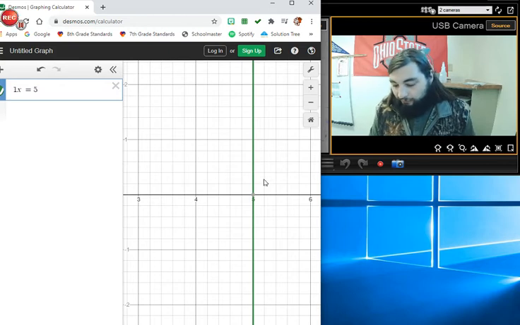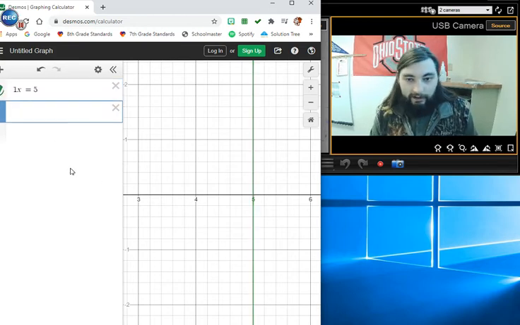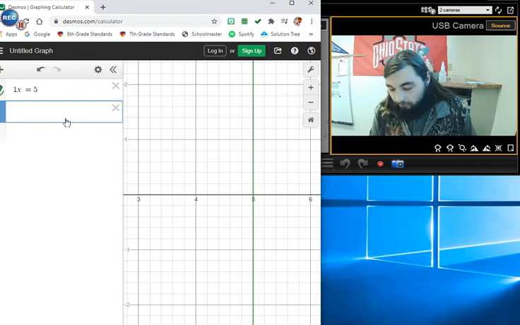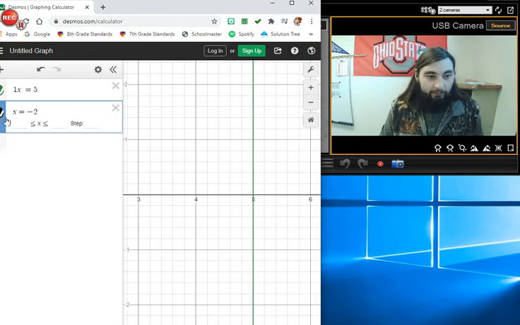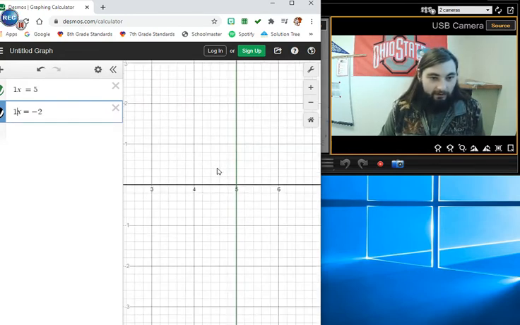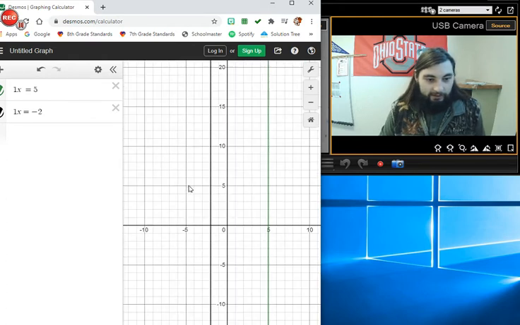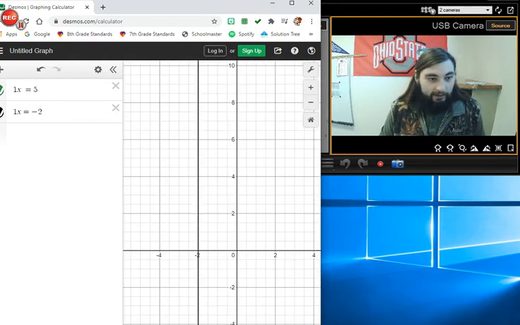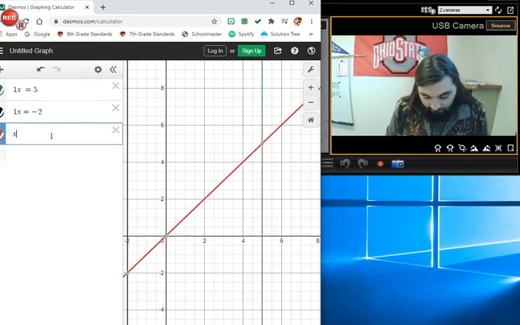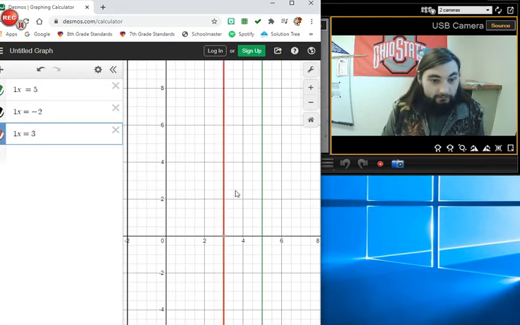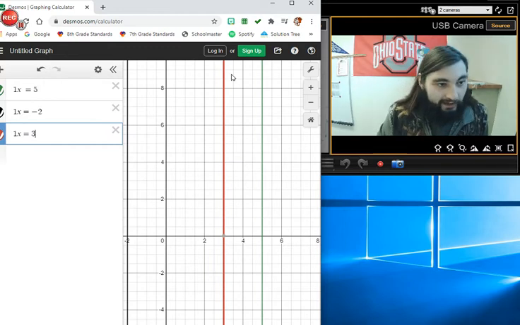Now with 4 and 5, again, to add one, you just click below. It's super easy. Let's go with x equals negative 2 and see what happens with that one. Again, I'm going to put 1x just to get rid of that option for a step function. And it's this line right here. It's black. I don't want it to be black. Oh well. So it's this black line right here. This is x equals negative 2. Let's put one more. 1x equals 3. And there we go. Now we have a red vertical line.